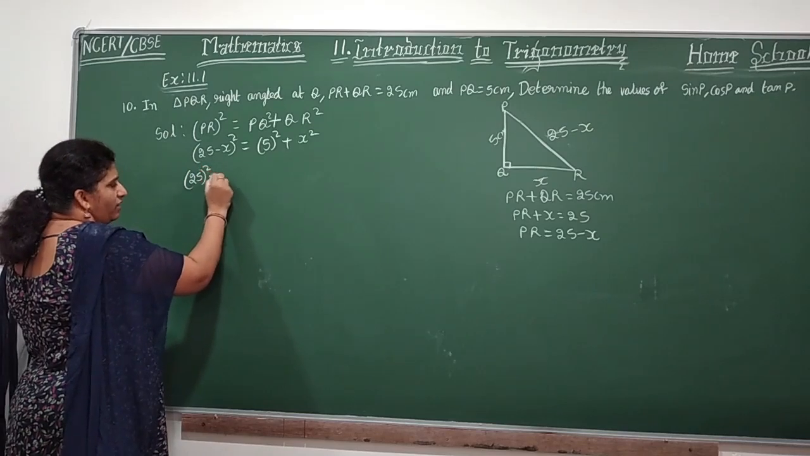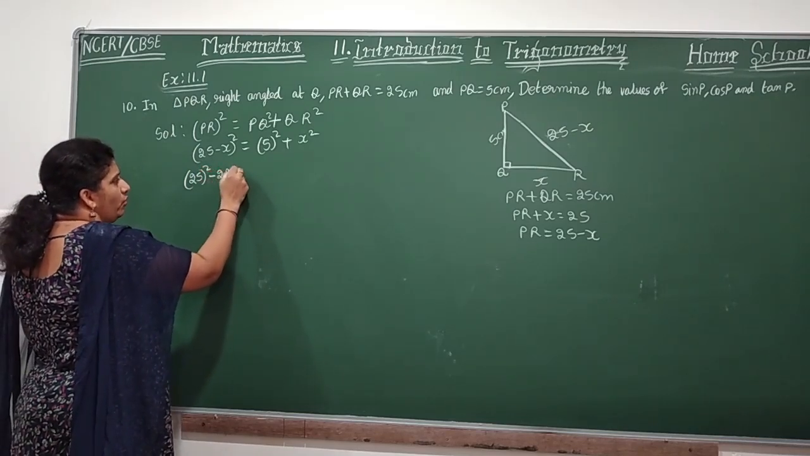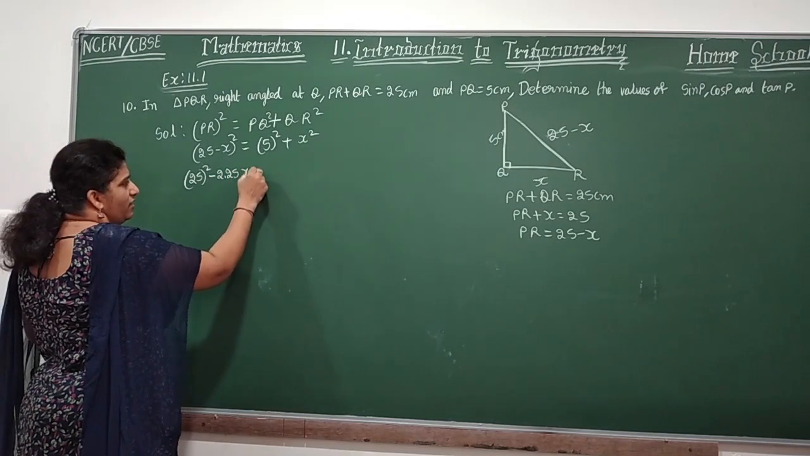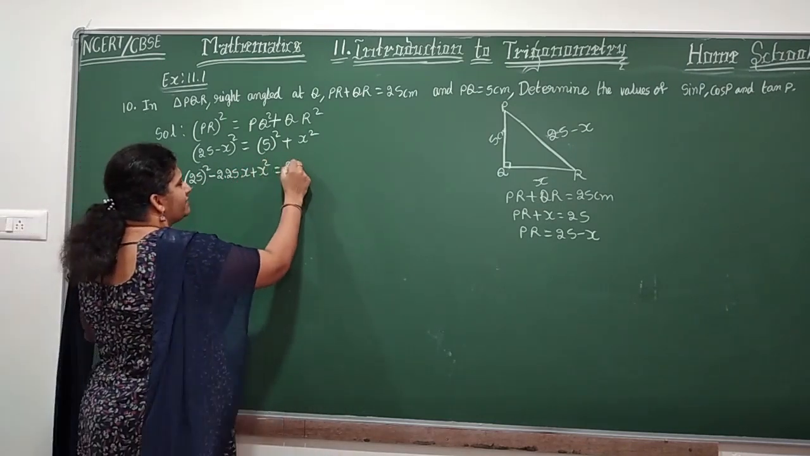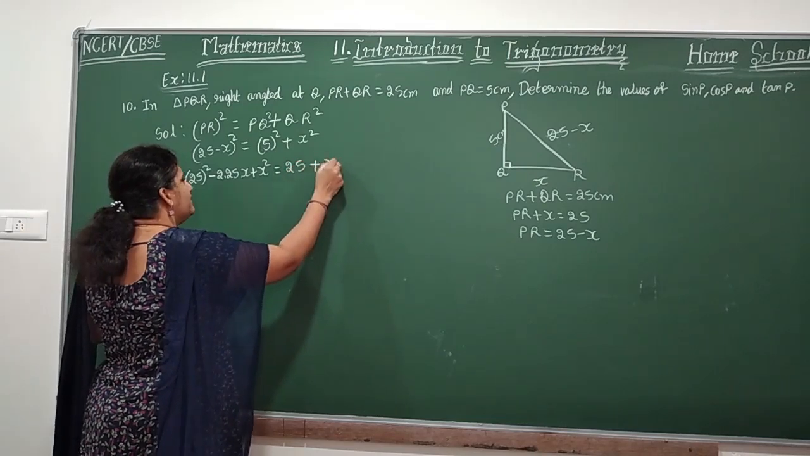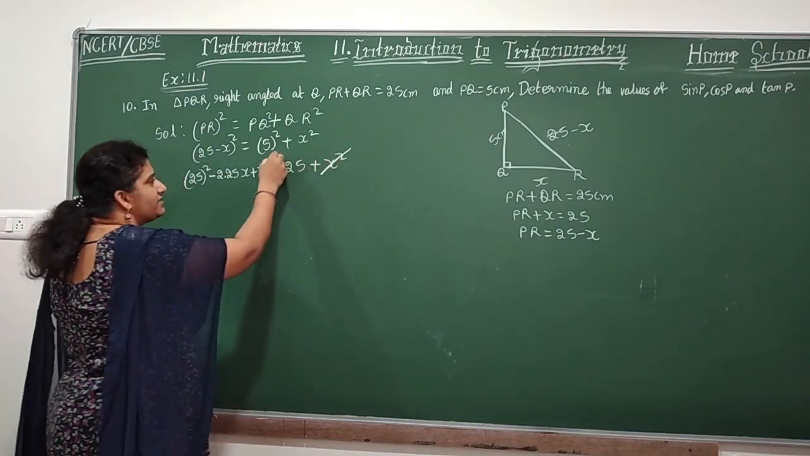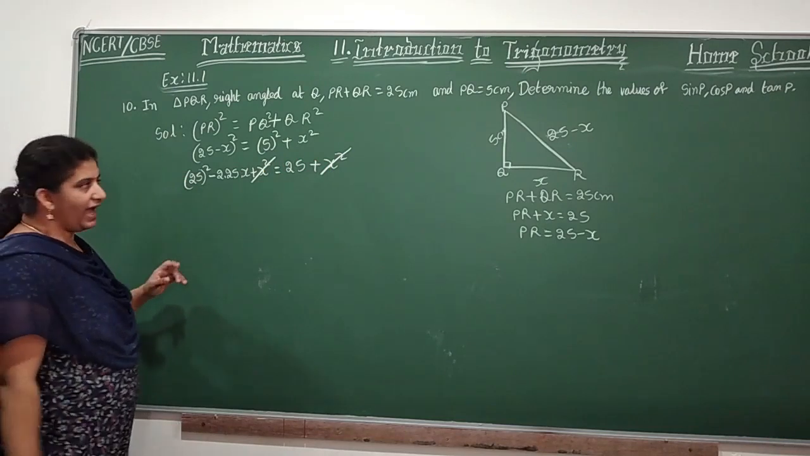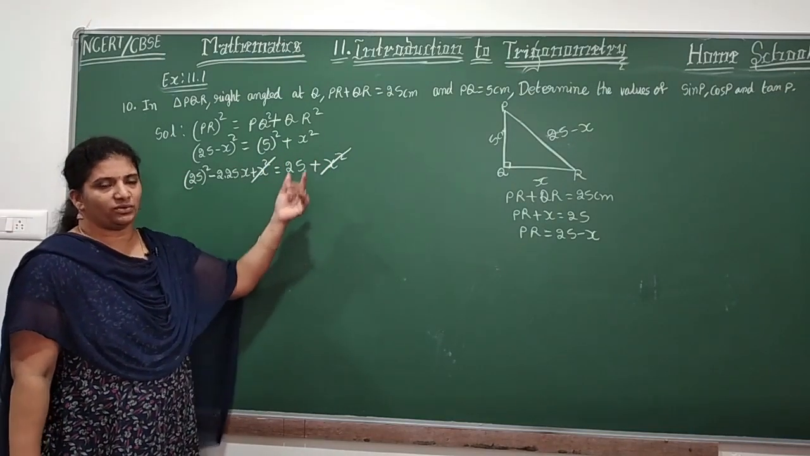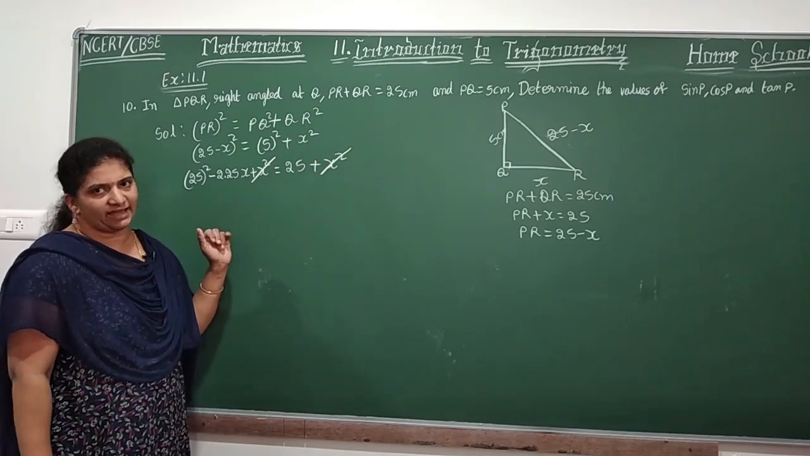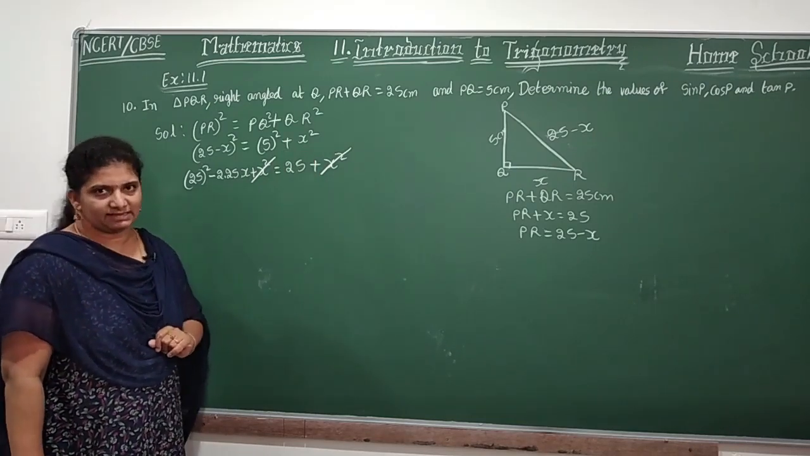A square minus 2AB plus B square is equal to 5 5s are 25 plus x square. X square and x square will be cancelled. If you bring another side, one value will be negative, negative and positive, x square will be cancelled. Or directly you can cancel like this.